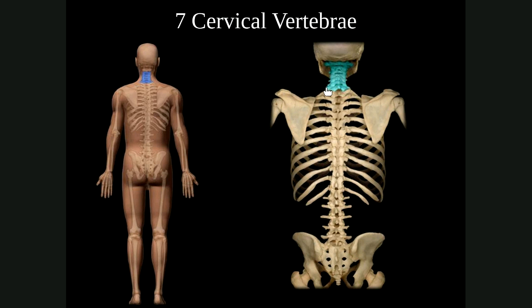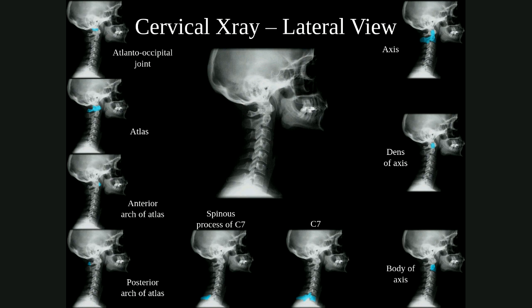Now there is a congenital anomaly called a cervical rib, and you can see that in some people. The 7th vertebra, C7, can sometimes have very small ribs coming off of it. It's kind of weird. You don't see it too often, but you can. And this is just an X-ray showing you all the different parts. Here's the atlanto-occipital joint. Here's your atlas right here. It sits right beneath the skull here. Here's axis. That's C2.